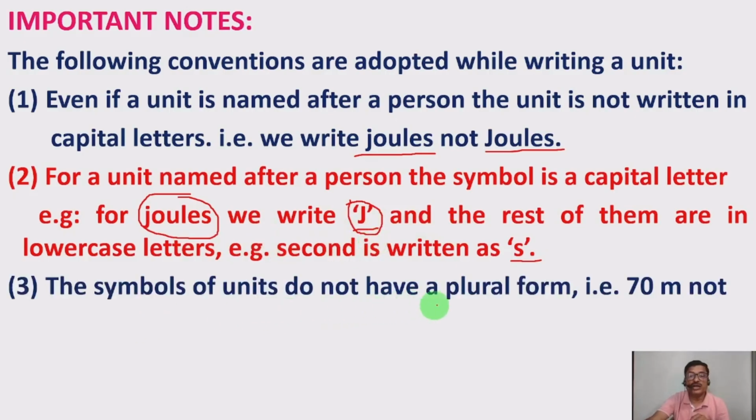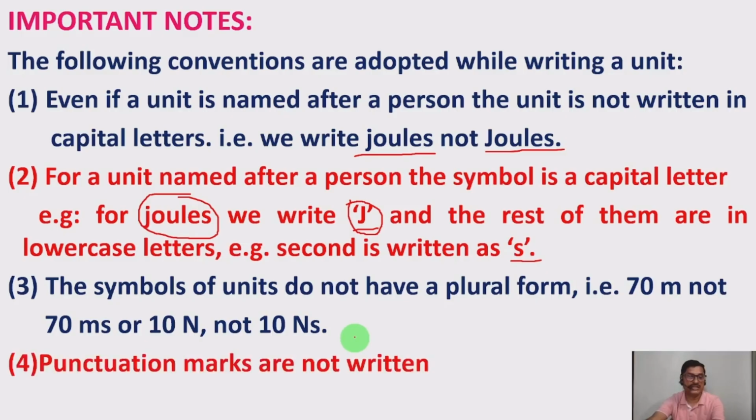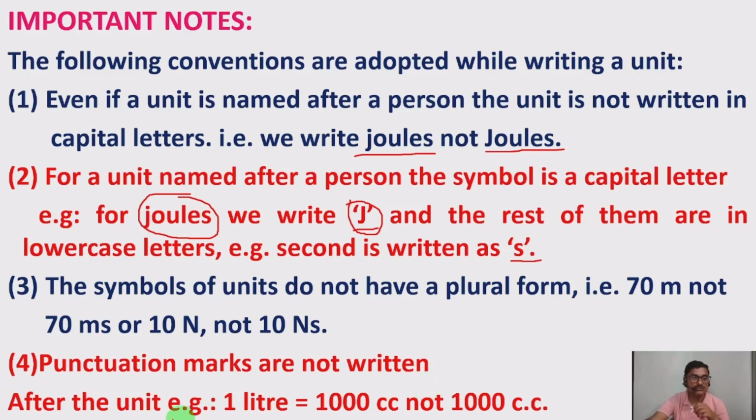The symbols of units do not have a plural form, that is 70 m, not 70 ms, or 10 N, not 10 Ns. Those do not have plurals, only the single unit we need to mention. Fourth, punctuation marks are not written after the unit. Example, 1 liter is equal to 1000 cc, 1000 cubic centimeter. This cc cannot be written as c.c. The cc we need to write continuously.